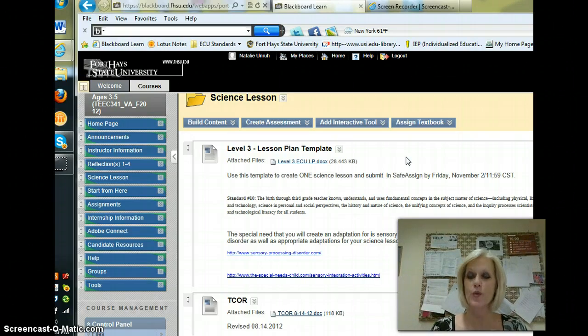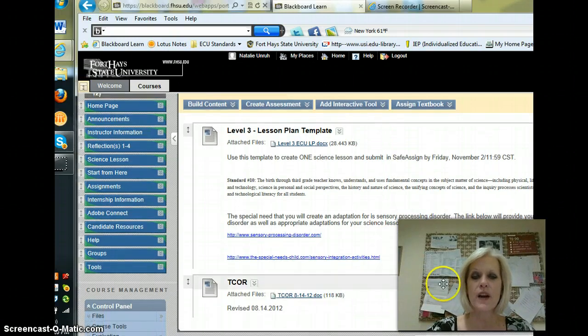How can we make it work for that child? So that's our adaptation that we're looking at for this lesson plan. I think that's really all I need to say about the lesson plan, because I want to spend some time talking about the TCOR evaluation.